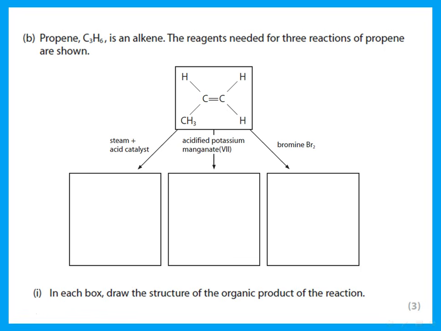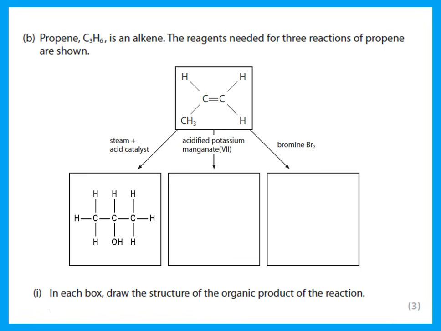Propene is an alkene. The reagents needed for these reactions are shown. In each box, draw the structure of the organic product of the reaction. The first one is reaction of the propene with steam. If we react propene with steam, what happens?